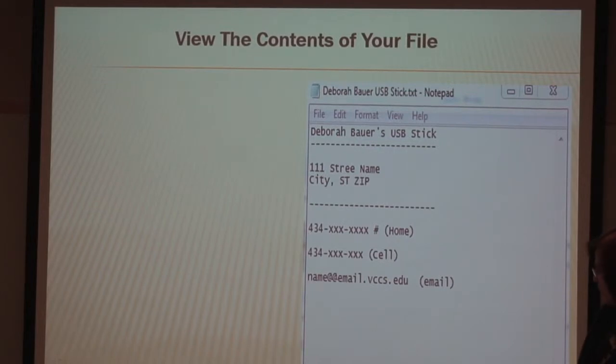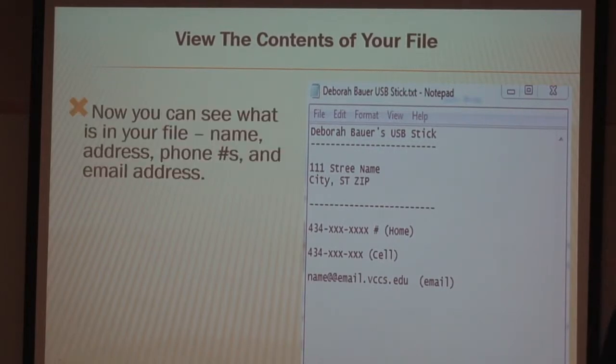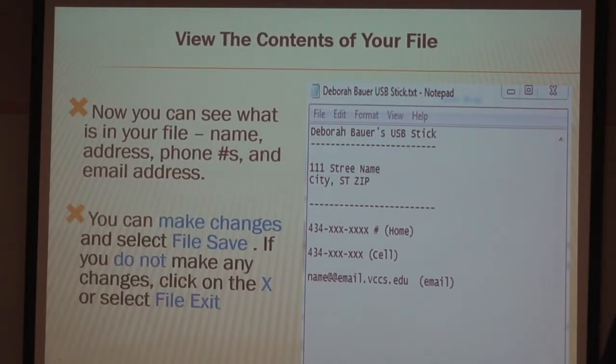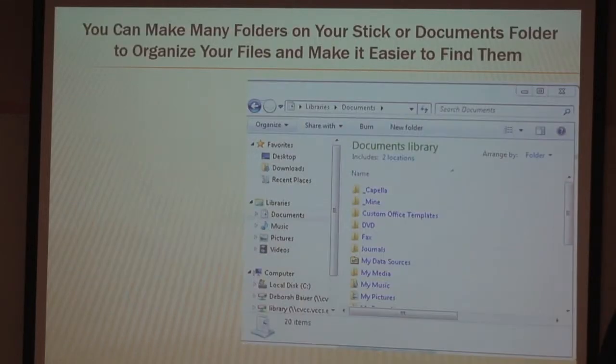The next thing you're going to do is, if you need to make any changes, make the changes that you want. You can click the X button at the top right, and after you click the X, it will ask you if you want to save. If you haven't changed anything, it will just simply close the file. The next thing we're going to do is talk about being able to delete or rename files.